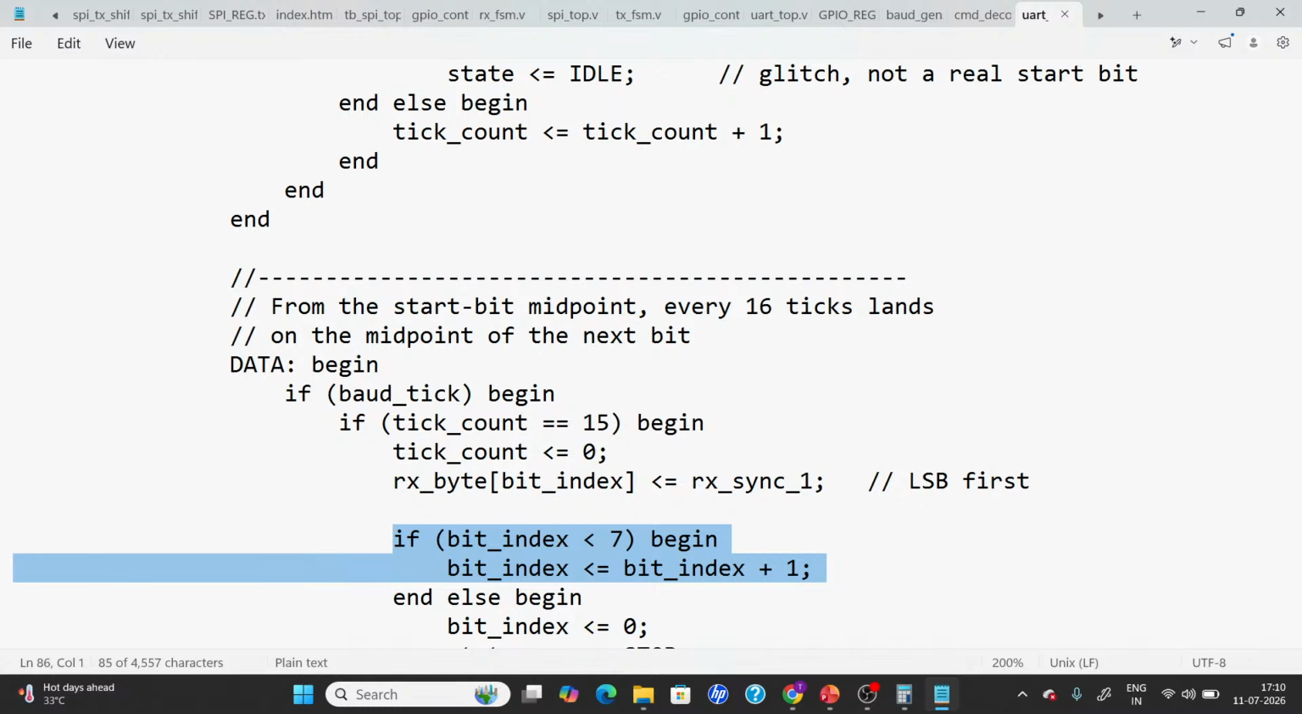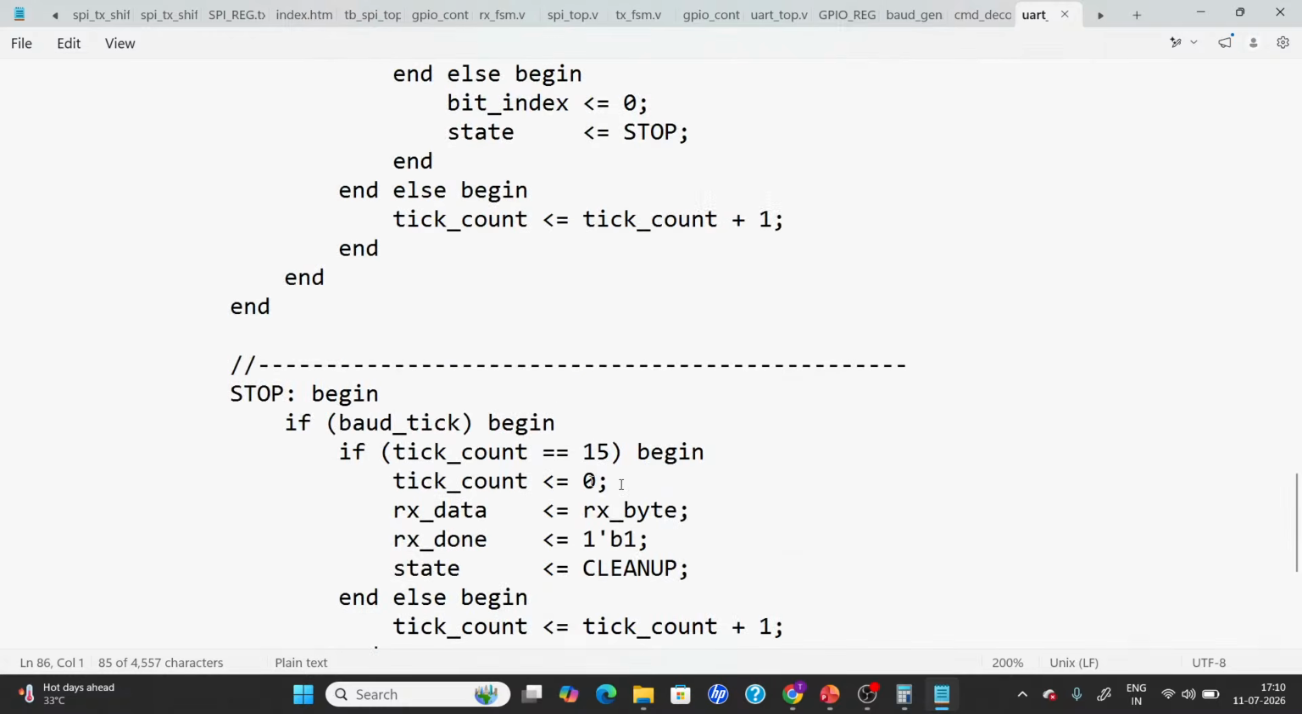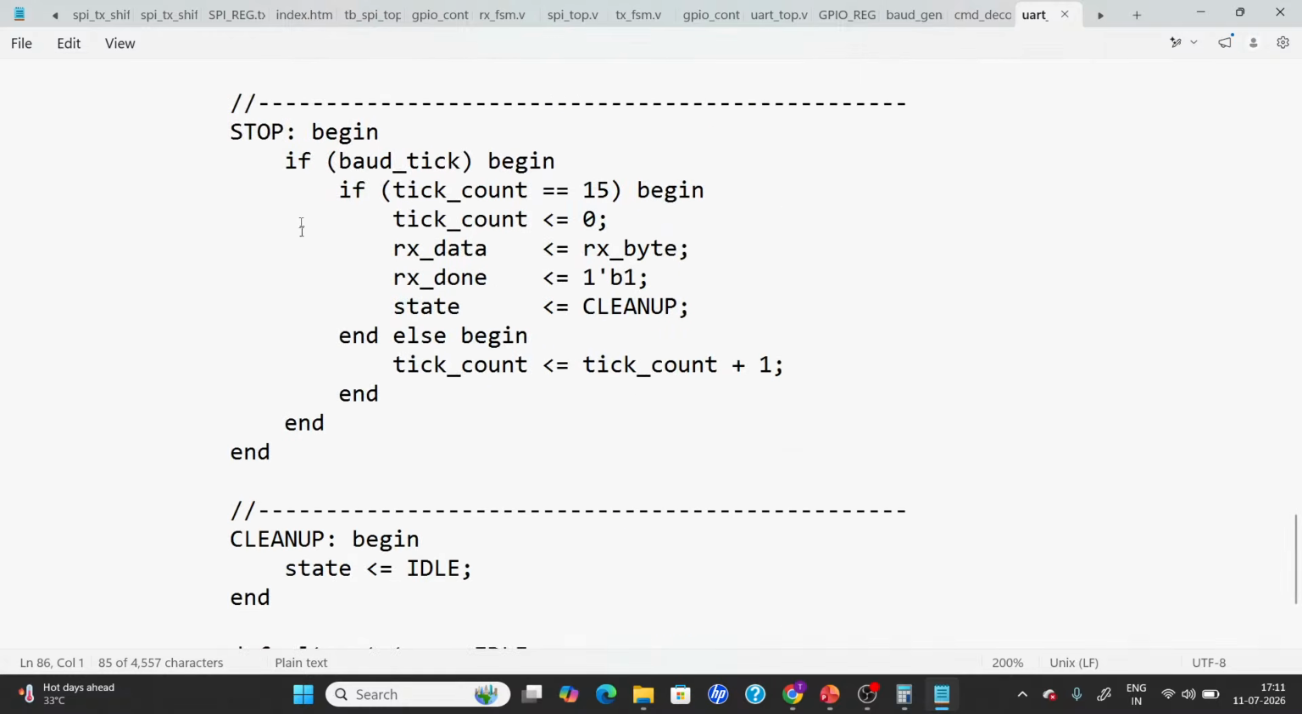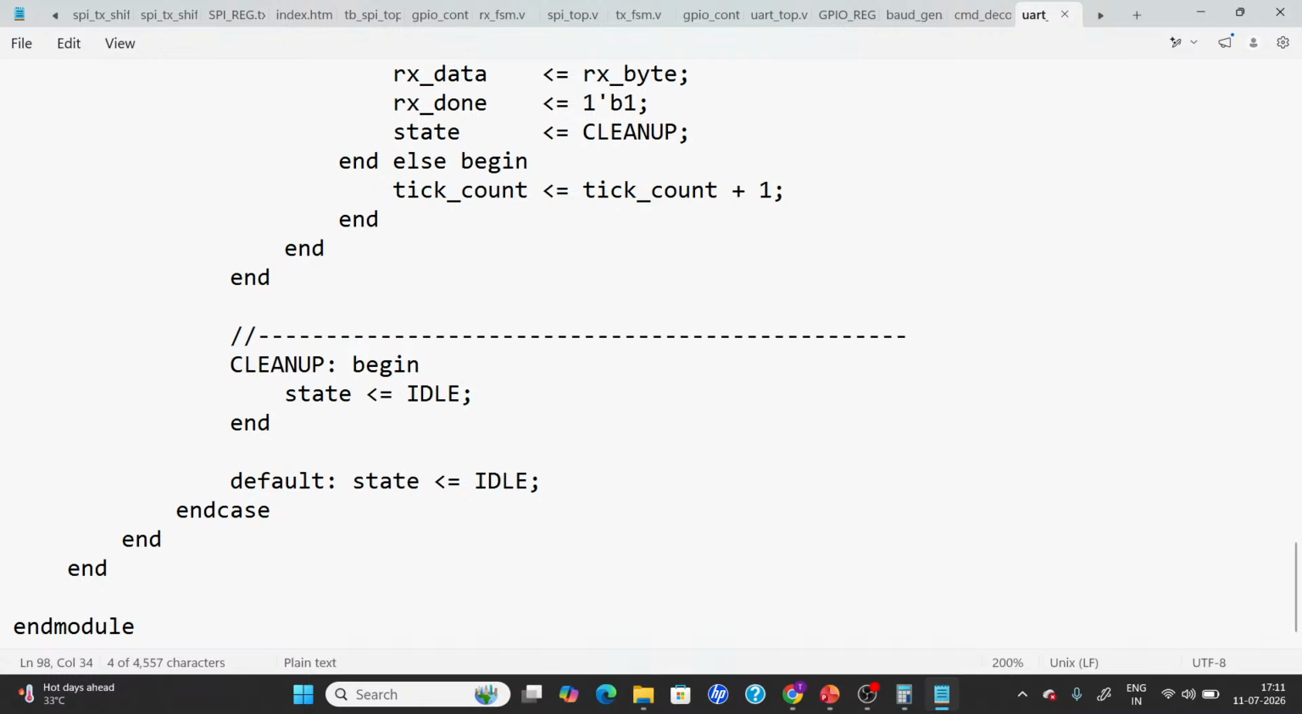Next, what I'm going to do, one second, is the screen not visible? Yeah, it's visible. Now, next, I'm going to the stop state. So again, if my baud tick is equal to 1 and tick count is equal to 15, that means I have sampled all the particular data. Then I'm going to the cleanup state, and from the cleanup state, I'm going to the idle state.